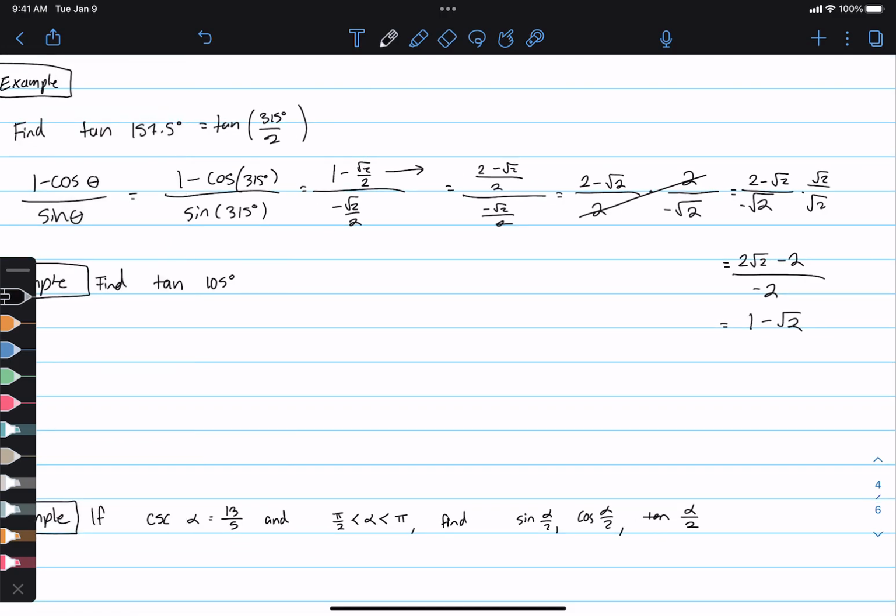Try plugging that into your calculator and seeing if it works. So I'm going to put the tangent of 157.5 degrees. And I'm also going to try 1 minus the square root of 2. And that is the answer that I get.